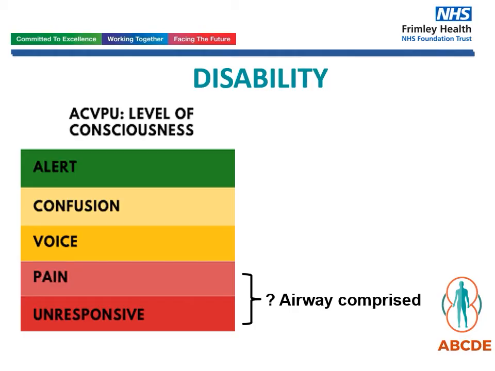Now that our circulation assessment and management is complete, we can move on to disability. When we look at the patient, are their eyes open? Are they interacting? Assess the patient's conscious levels, and this can be performed by using the ACVAPU system. This has 5 categories: A for alert, C for confusion, V for voice, P for pain, and U for unresponsive.